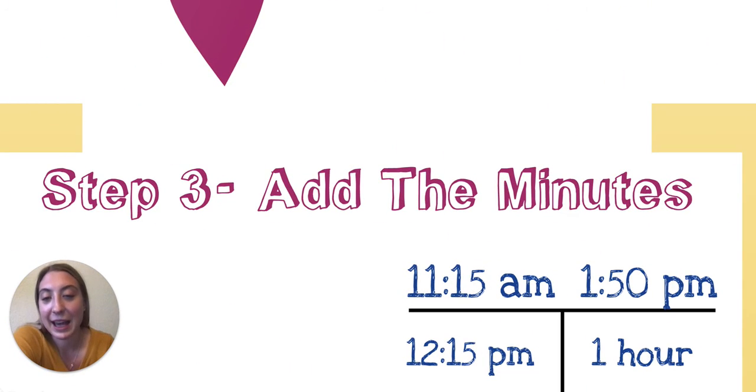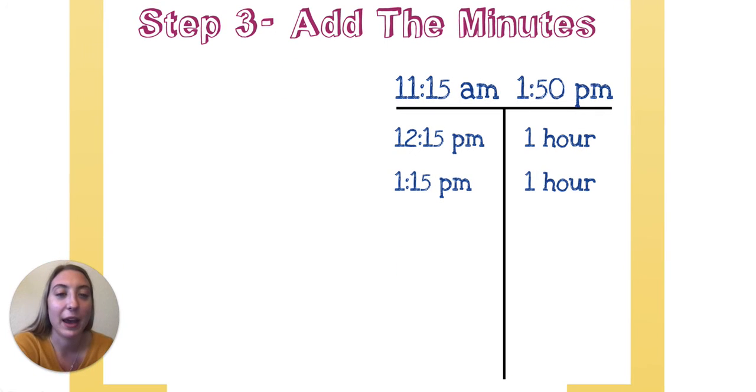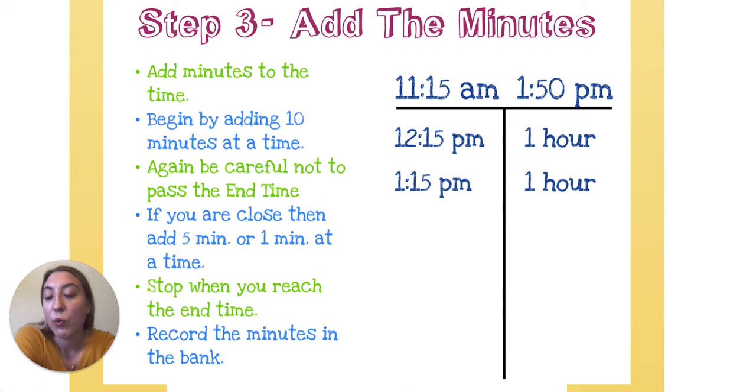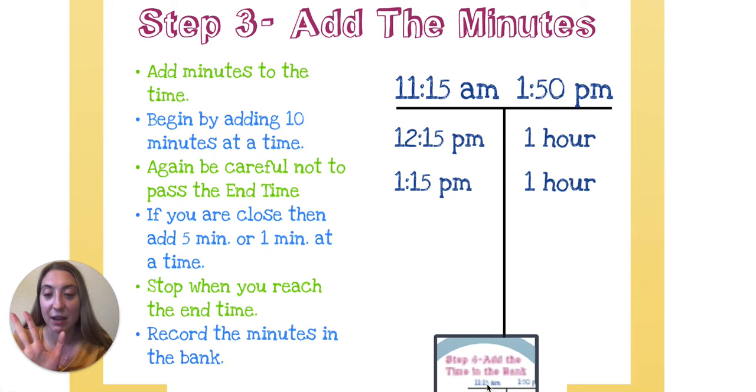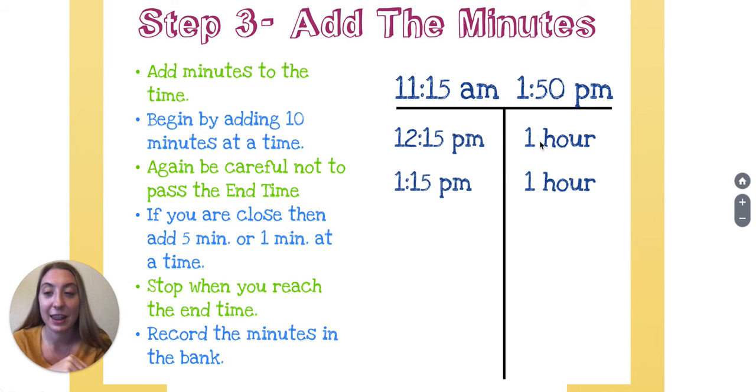So now we want to add the minutes. So we have our 2 hours, now we have 1:15, but we have to make it to 1:50. So we're going to add minutes to the time just like we added the hours, but we're going to only start with 10 minutes at a time. Again, we have to be careful we don't pass the end time. We don't want to pass 1:50. If you are close, then you can add 5 minutes or 1 minute at a time so you don't go over. Stop when you reach the end time and record your minutes in the bank.